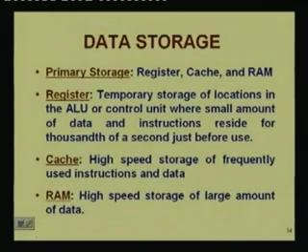Then various kinds of data storage. Now again we have to differentiate between primary storage and secondary storage. First let us see the primary storage. The primary storage are basically three types: the register, cache and the RAM. Register, temporary storage of locations in the ALU, arithmetic logic unit, or the control unit, where small amount of data and instructions reside for thousandths of a second just before use.